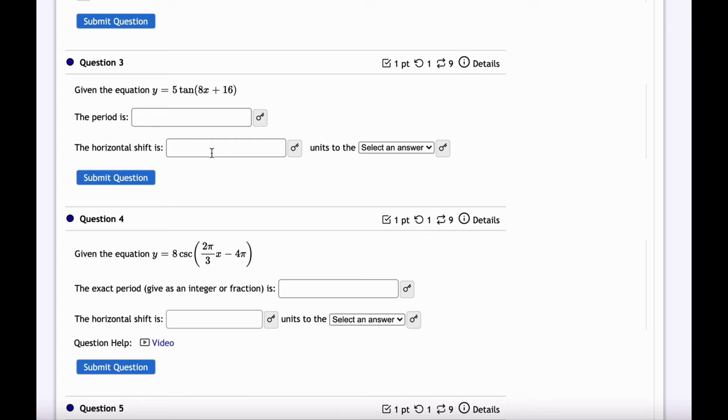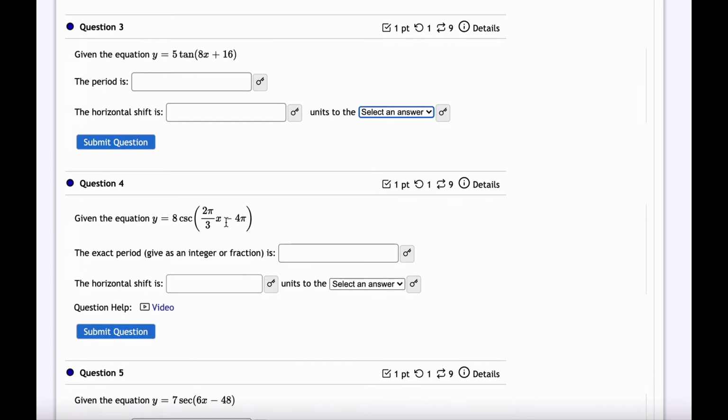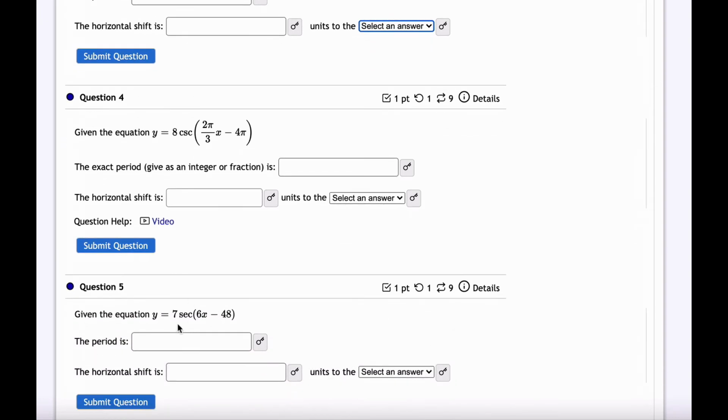And what they want you to do is enter the absolute value of the phase shift here. And then if it was a negative number, just say you're going to the left. And if it was a positive number, say you're going to the right. Exact same idea for 4 and 5, except instead of transformations of tangent, it's transformations of cosecant and secant.